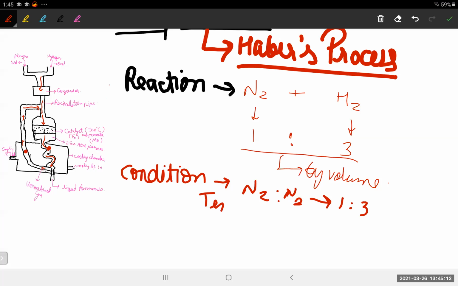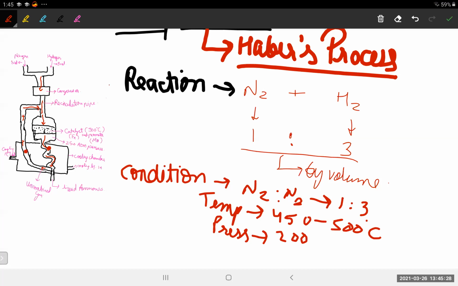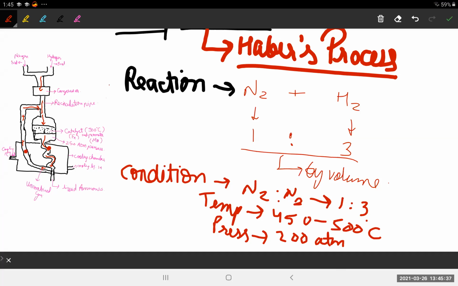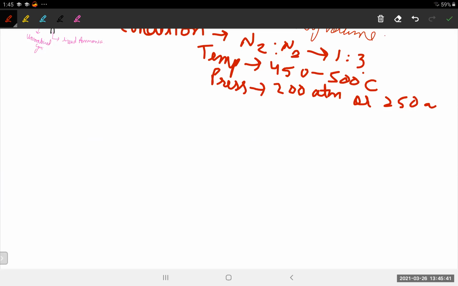The temperature should be how much? The temperature should be between 450 to 500 degrees Celsius. The pressure should be 200 atm. Haven't you studied the diagram properly? Or 250 atm. I think I'm mixing up something.